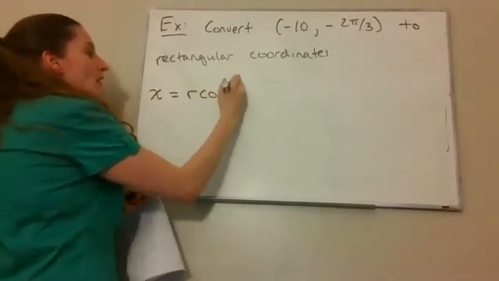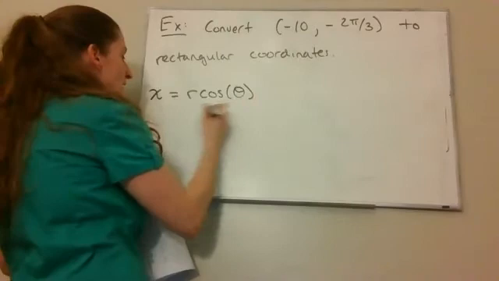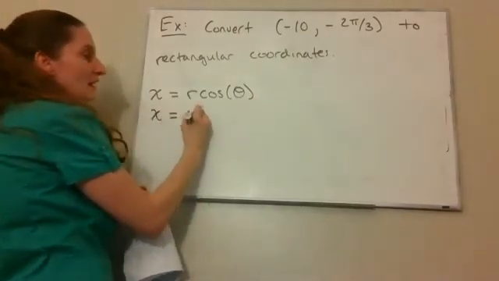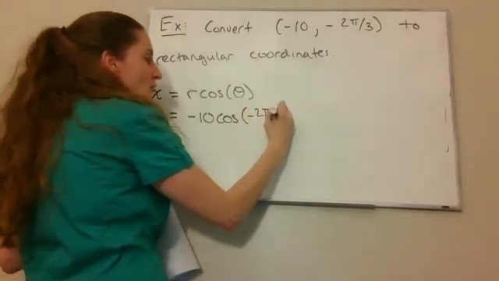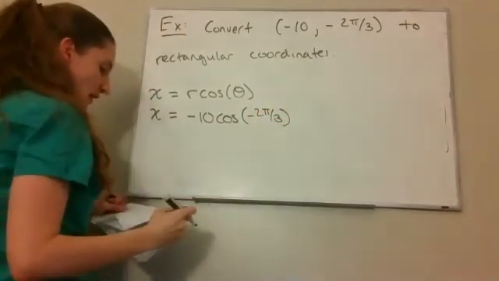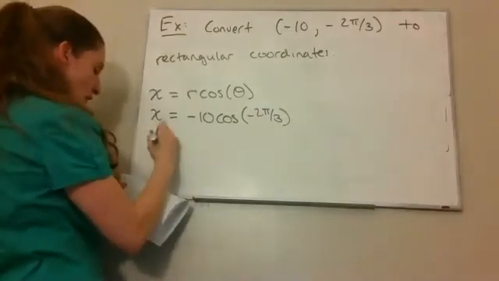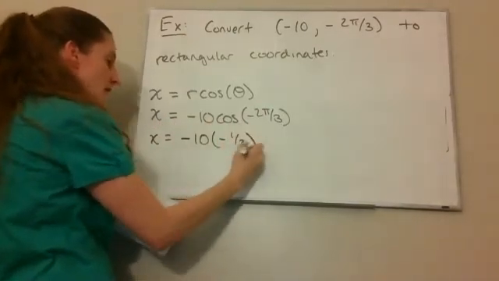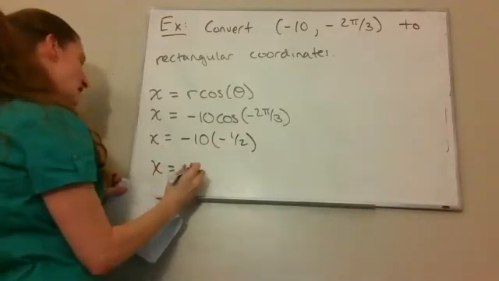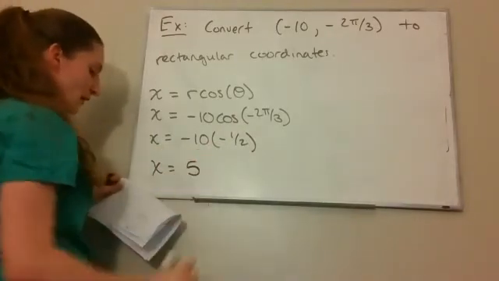X is r cosine of theta, and that means that my x is negative 10 times cosine of negative 2π/3. Now, cosine of negative 2π/3 is negative 1/2. So I get x is negative 10 times negative 1/2, which is positive 5.